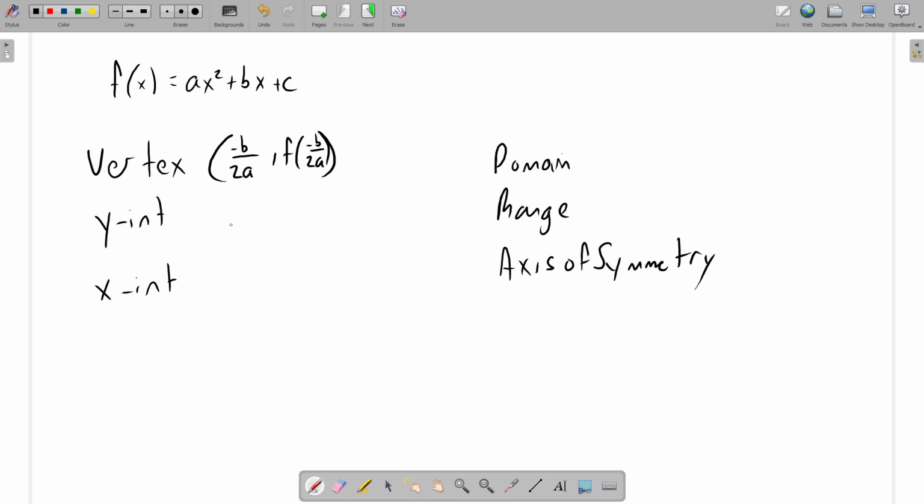A y-intercept is always going to be 0, comma c. A y-intercept is when the function crosses the vertical line, x equals 0. And this is always going to happen at c.